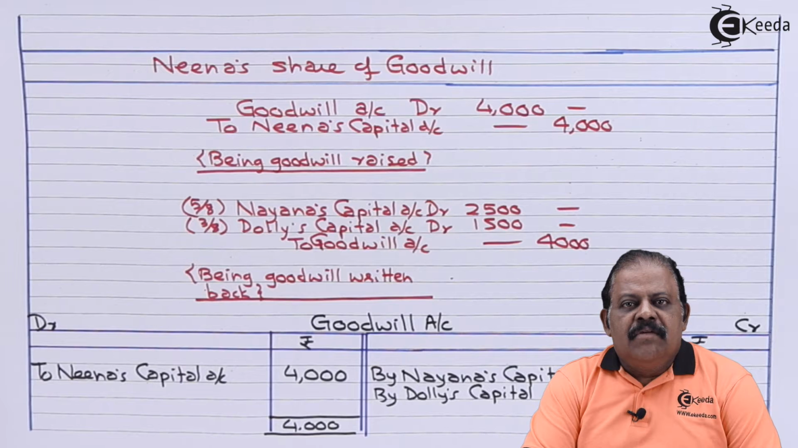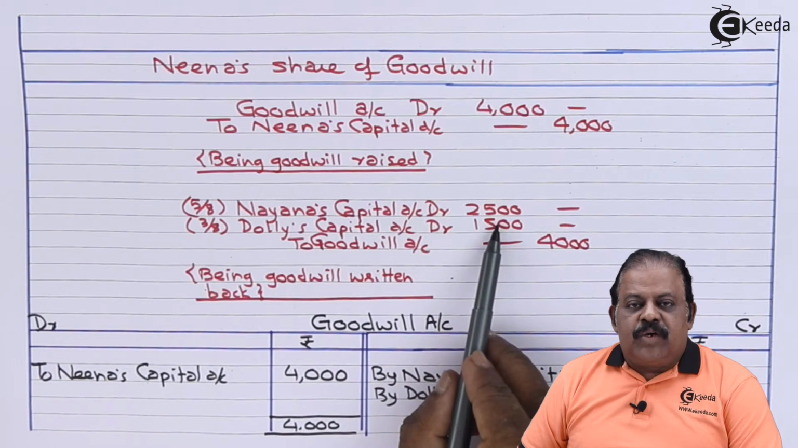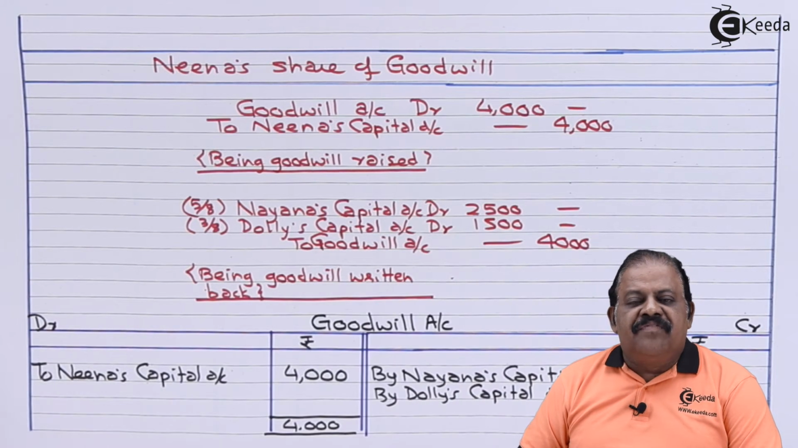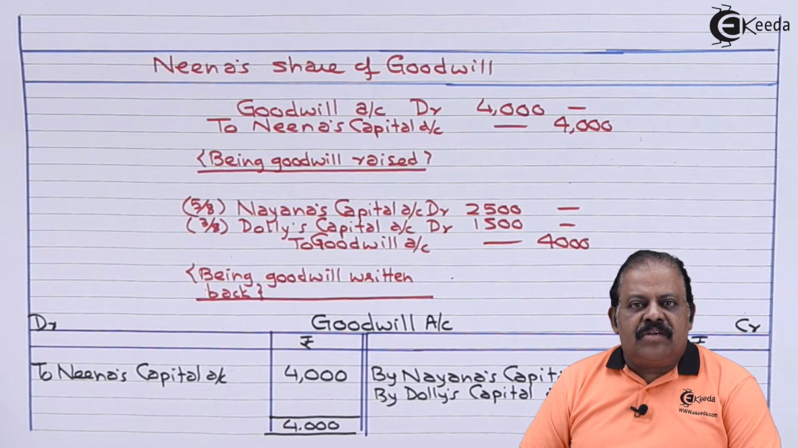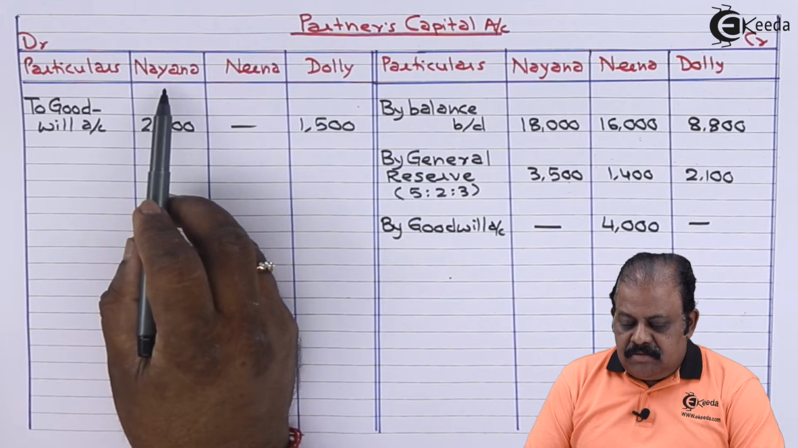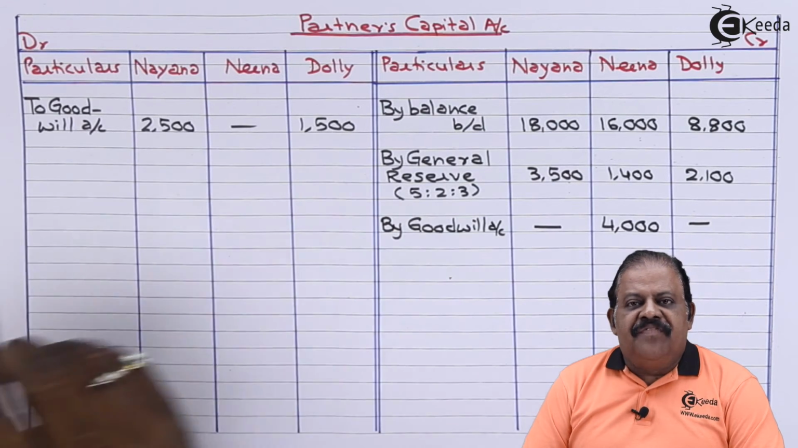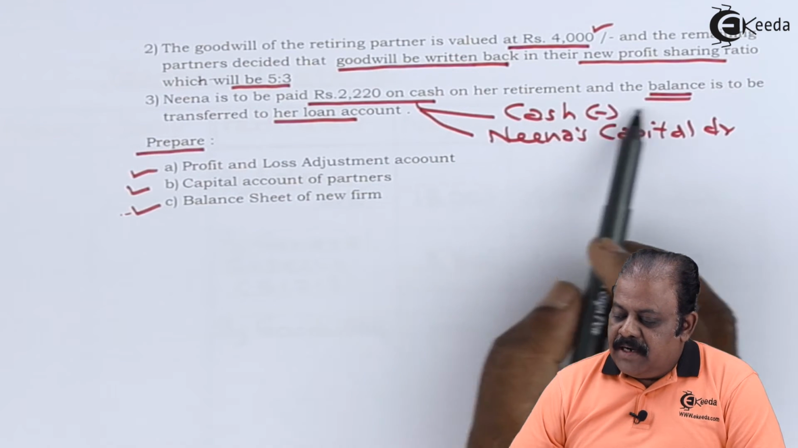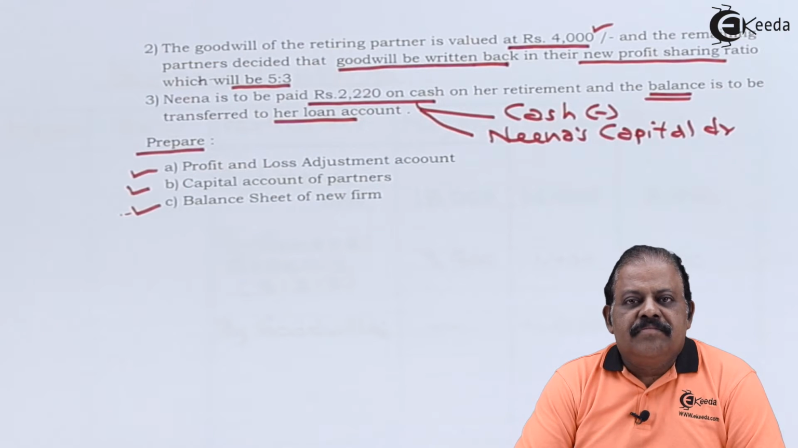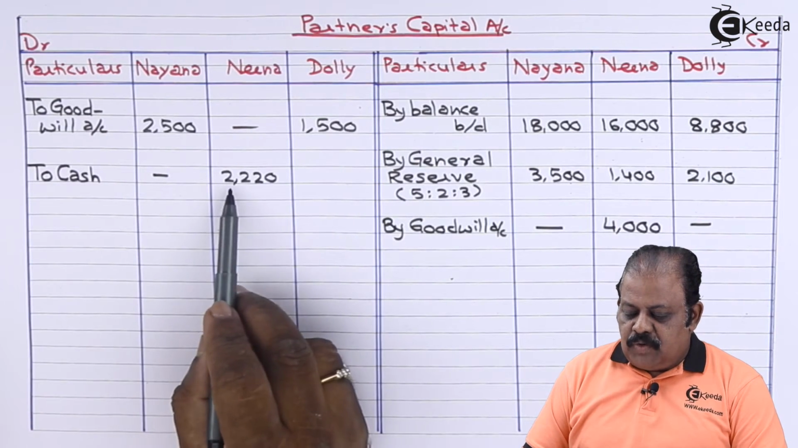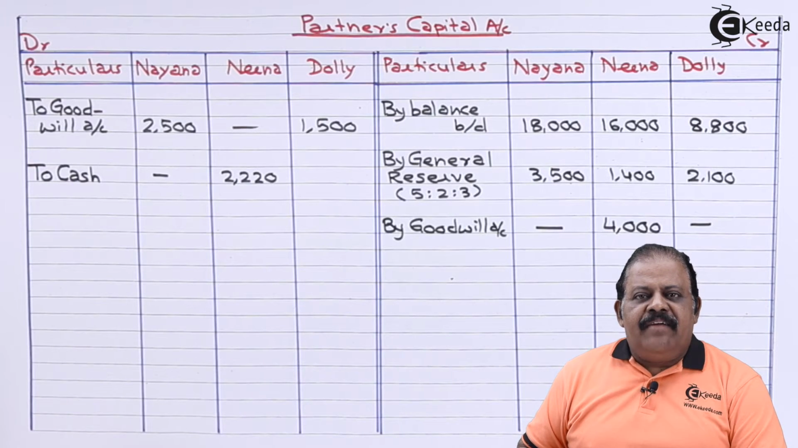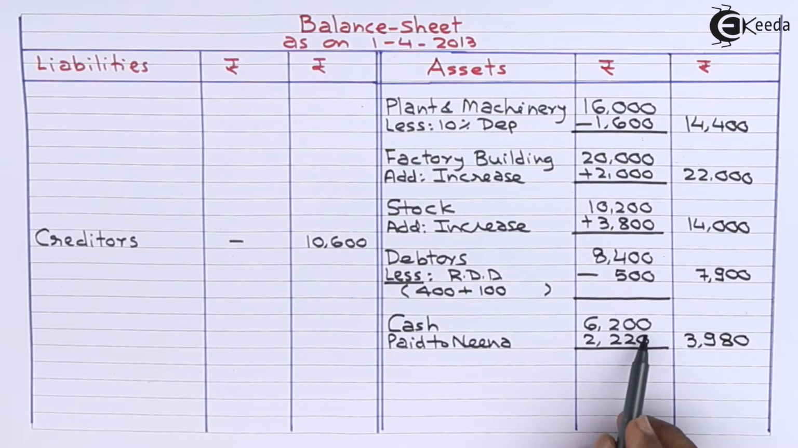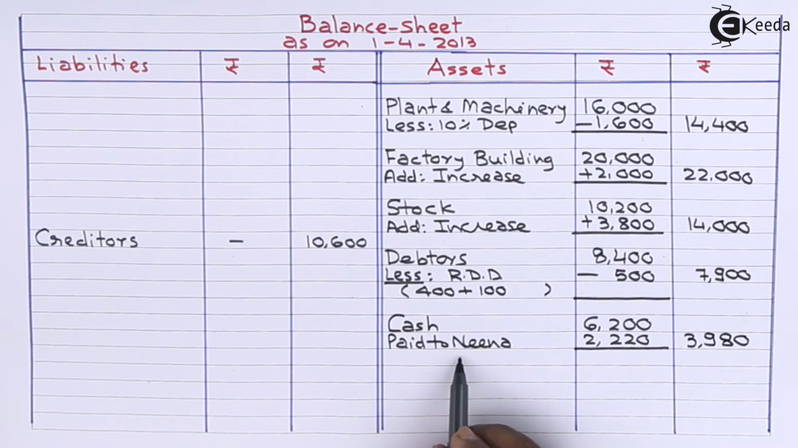For writing it back, we have the entry: Nina's capital account debit 2,500, Dolly's capital account debit 1,500 to goodwill account 4,000. So this will be debited to the continuing partners' capital accounts. Nina is to be paid 2,220 in cash on her retirement and the balance is to be transferred to her loan account. Nina's capital account debit to cash 2,220, that is cash paid on her retirement. Cash opening 6,200, paid to Nina on her retirement 2,220.